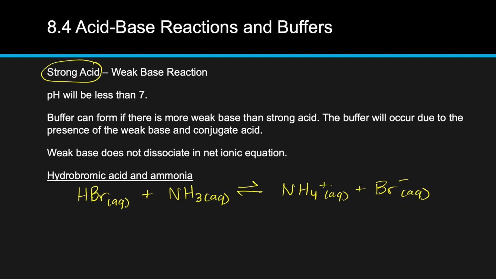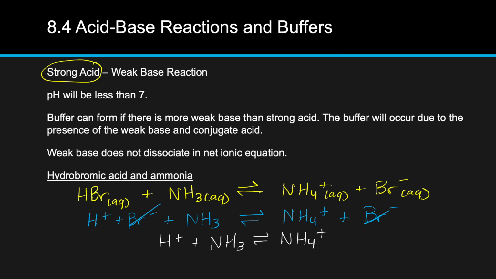Now let's go ahead and write our net ionic equation. To do that, we need to form our complete ionic equation by separating everything that we can, which is only going to be HBr, because we cannot split up NH3 because it is a weak base. So weak bases do not dissociate, so those are going to stay the same. And then NH4 plus is already an ion, Br minus already an ion. So now from here we can see that Br minus is our spectator ion. So our net equation is H plus and NH3 react to form NH4 plus.